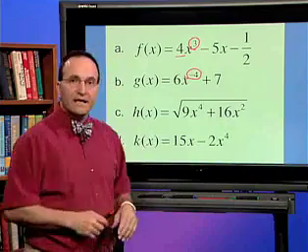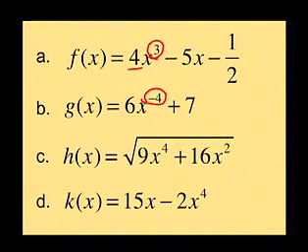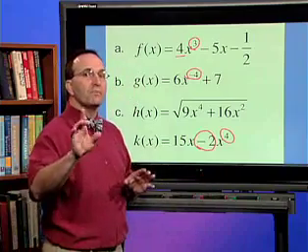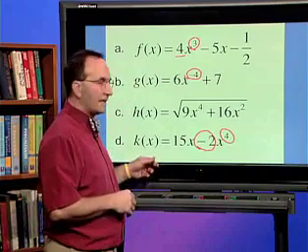And part D, k of x equals 15x minus 2x to the 4th, certainly is a polynomial function. The degree is 4, and the leading coefficient is negative 2. All right, here are a few familiar polynomial functions whose study we will take up in this section.